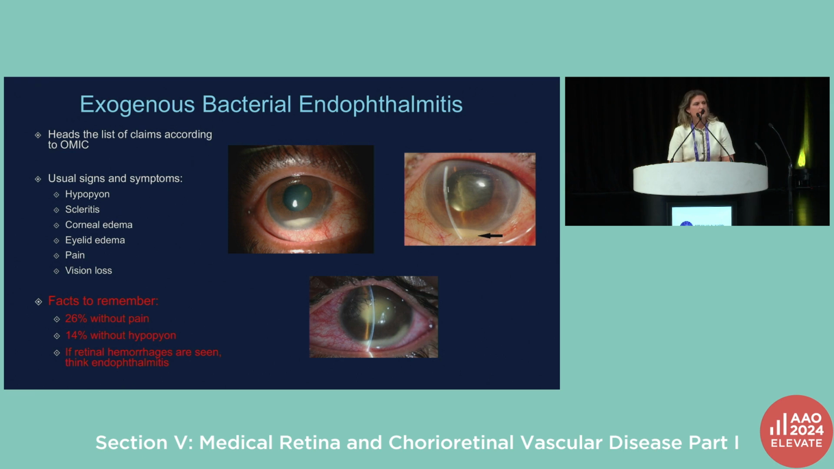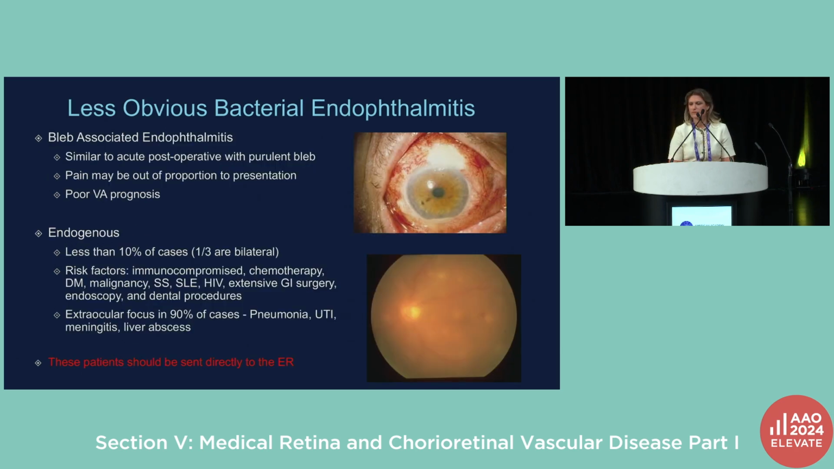So when you dilate these eyes, and if you see retinal hemorrhages, think endophthalmitis until proven otherwise. And some of the less obvious: I love when my colleagues call me about blebitis. I don't know where this term blebitis came from. To me, it's bleb-associated endophthalmitis. And the big thing is the pain out of proportion to what we see from the examination.